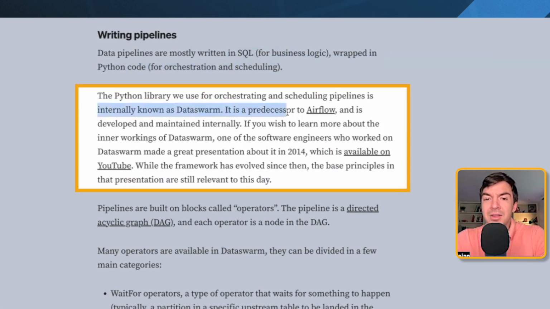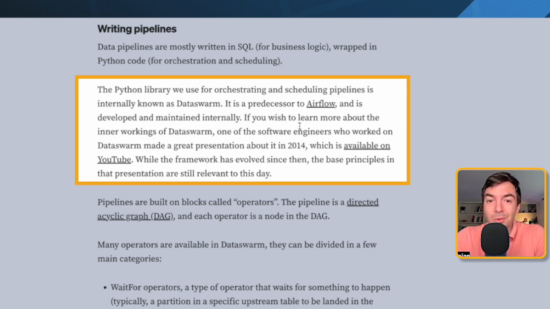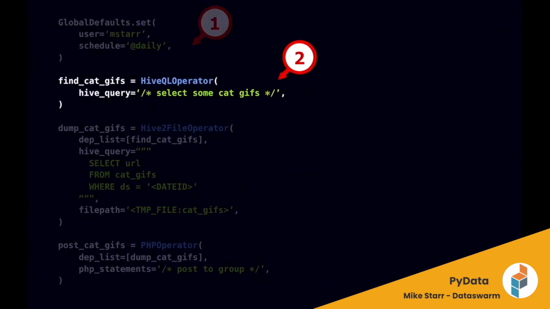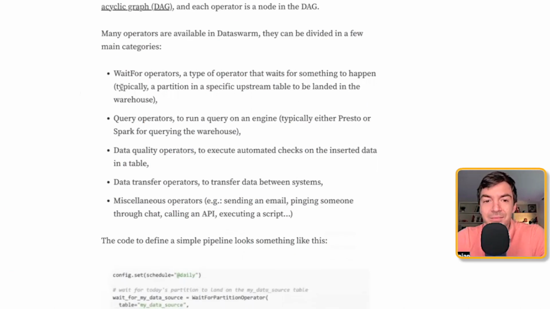And they call it out here: the Python library we use for orchestrating and scheduling pipelines is internally known as Data Swarm, but it's the predecessor to Airflow and is developed and maintained internally. If you wish to learn more about that, you could probably go watch a video. I think they have this classic video that I often point out to people. So again, if you know Airflow, you know DAGs, and that's really all you're doing here. You're building a DAG. They call out a few key operators here that I recall.